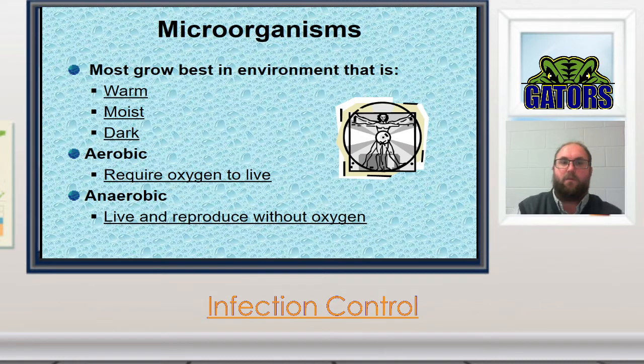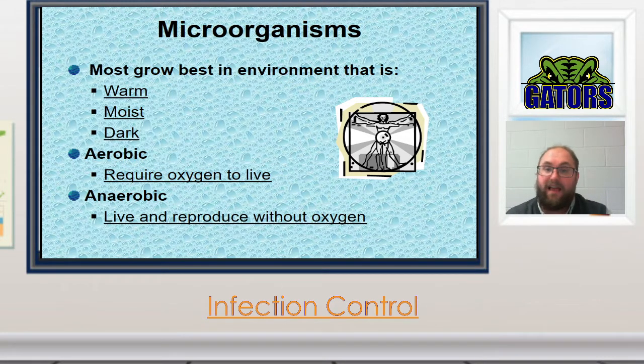Why do they grow? Well, microorganisms, it doesn't matter what the kind, whether it's a bacteria or a rickettsia or a virus or a protozoa or a fungus, they all have three growing environments in common. They like it warm, they like it moist, and they like it dark. They like it humid, dark, and warm. That is what gives them the ability to thrive.